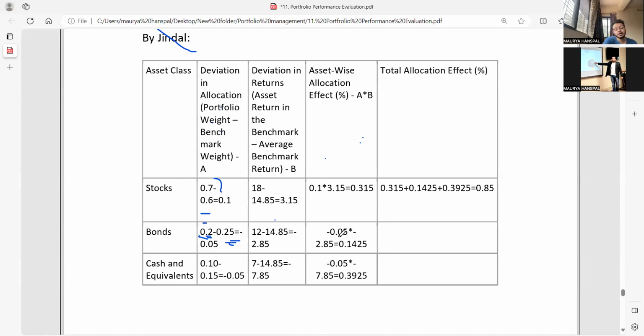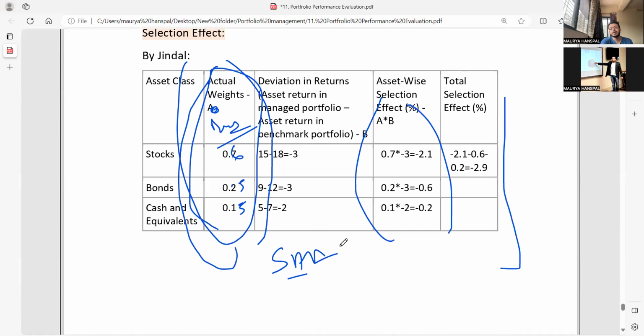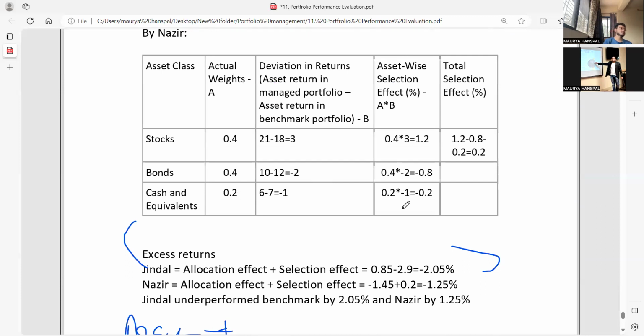If we talk about the selection effect, take the benchmark weight in the first column, and second one, the portfolio return minus the benchmark return, just to know the outperformance of the portfolio. In this case, it has been underperformance in case of Jindal. Multiply the column A and B and add the numbers, you get the selection effect. So sum of the asset allocation plus selection effect, it gives you interaction effect, ideally in this question.